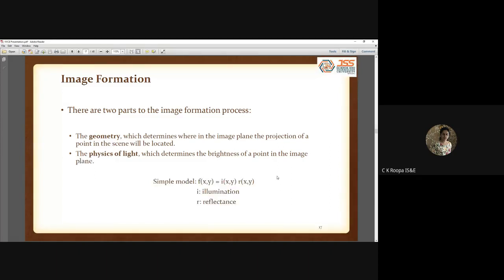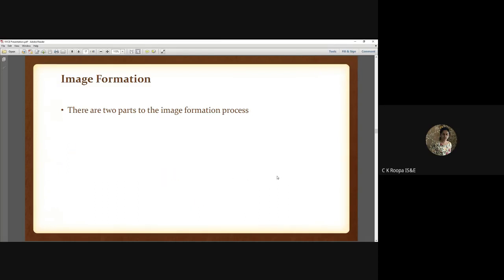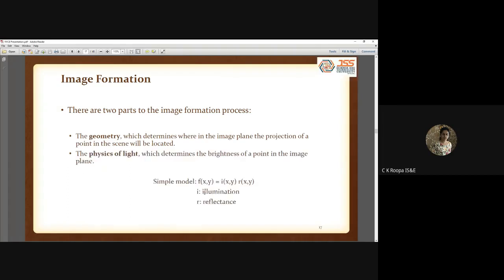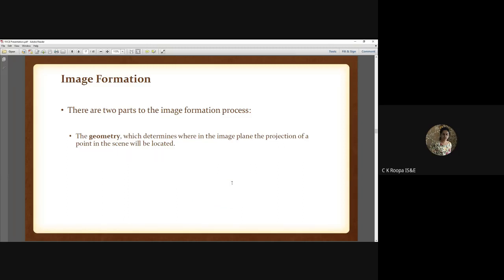Basically, it is the combination of two important sciences. One is physics, and the second one is geometry. Illumination and reflectance deal with physics, and the geometry deals with how exactly the image plane is projected over the point in the scene. It simply goes like this: f of x comma y is equal to the function of illumination times the function of reflectance.